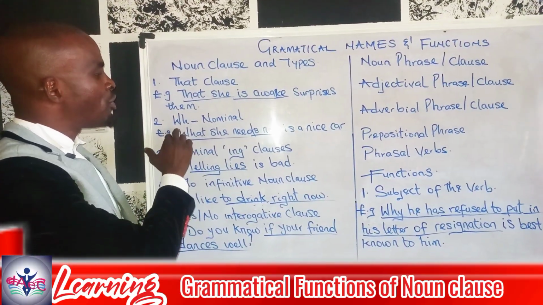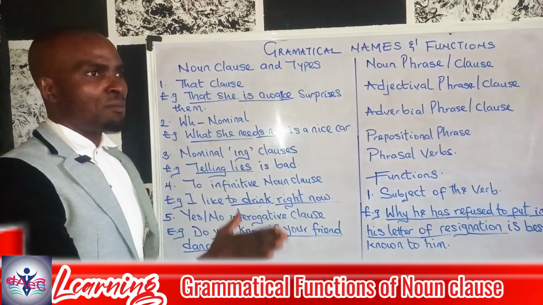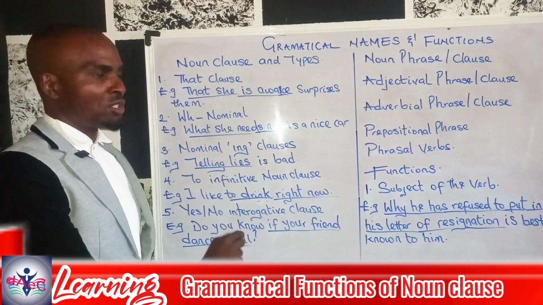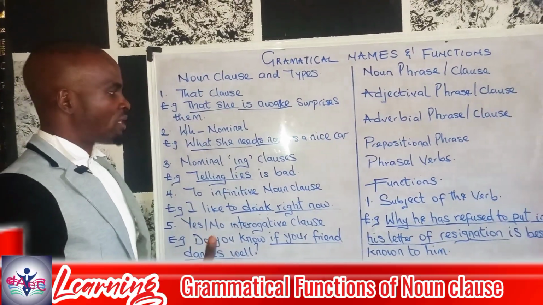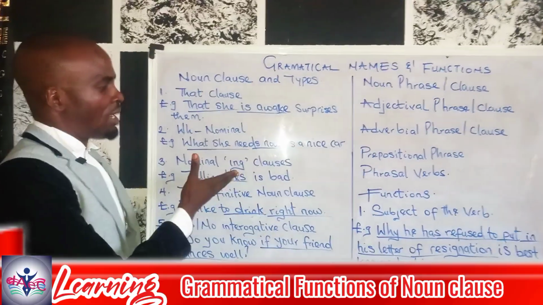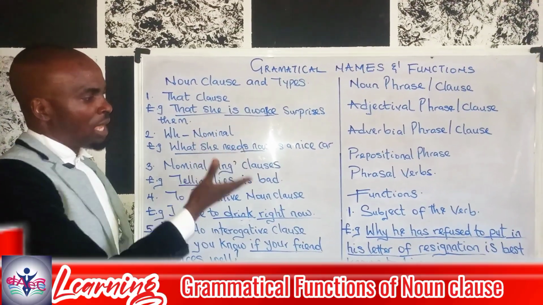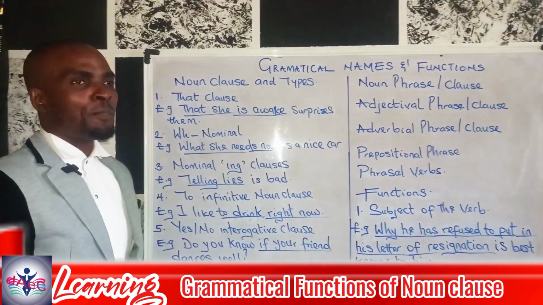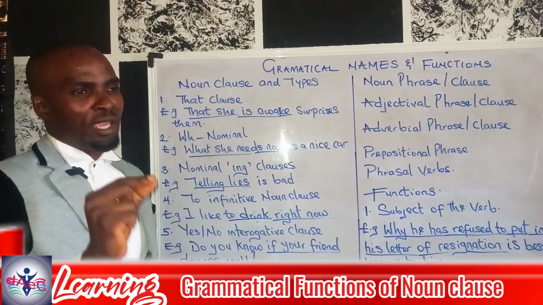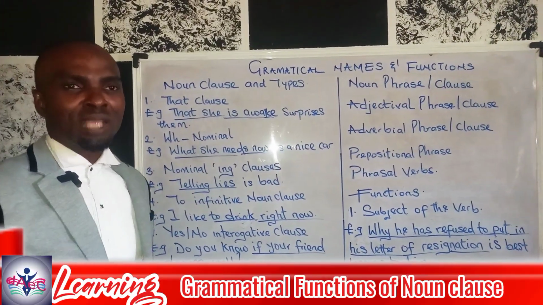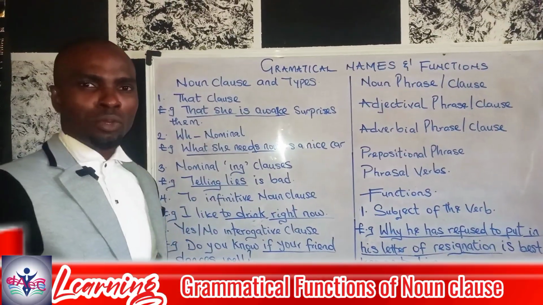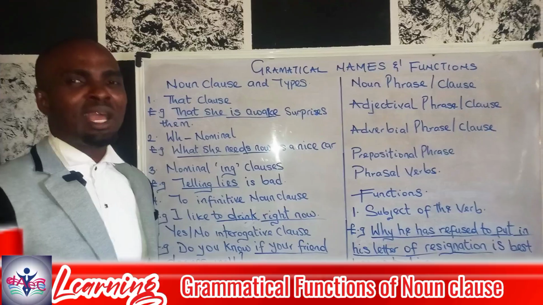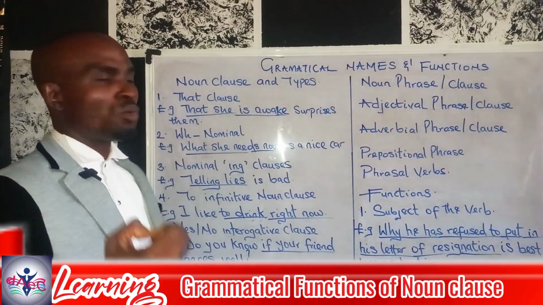The second one is WH nominal. Whenever you come across WH words, such as what or why, most of the time they are WH nominal noun clauses. And mind you, a noun clause most times answers the question what. I repeat, a noun clause in most cases answers the question what.